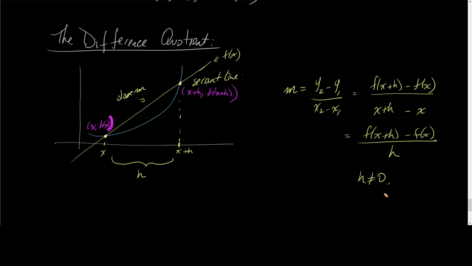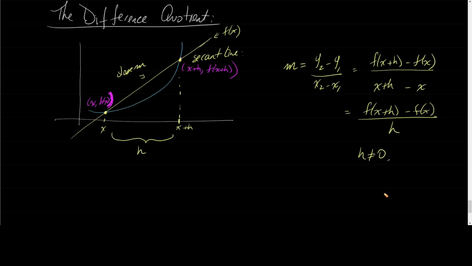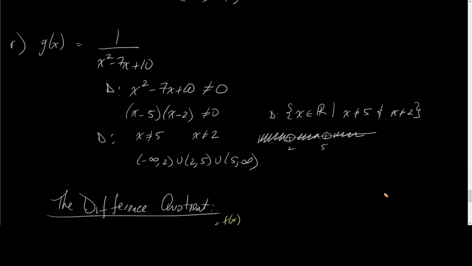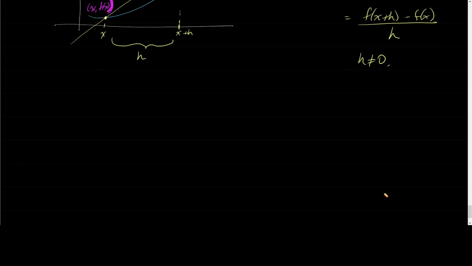Now, let's see how to find it. What letter was I at? R. So S. In here, the instructions are: find the difference quotient for the following.